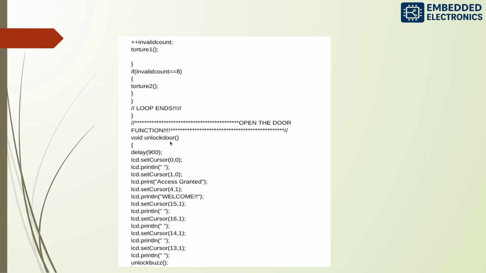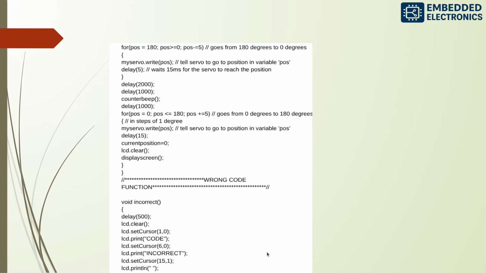This is the unlock door function. This is the reward function. It prints a welcome and plays a melody on the buzzer. Using the buzzer it plays a melody, and it moves the servo to 0 degree, waits for 5 seconds, and then swings the servo back to 180 degree to relock the door.